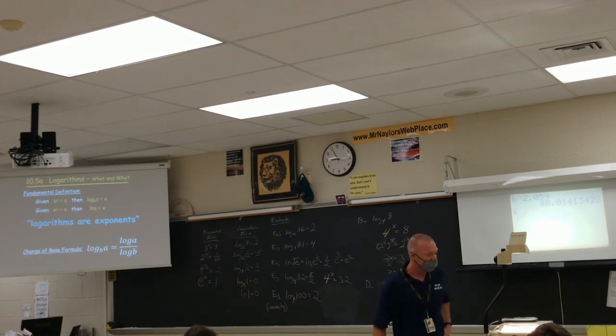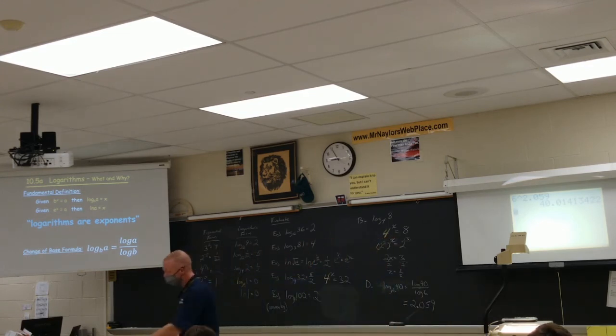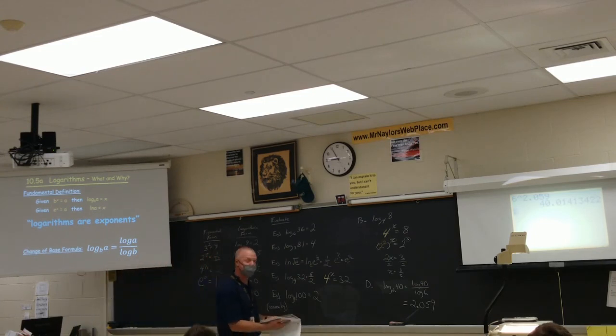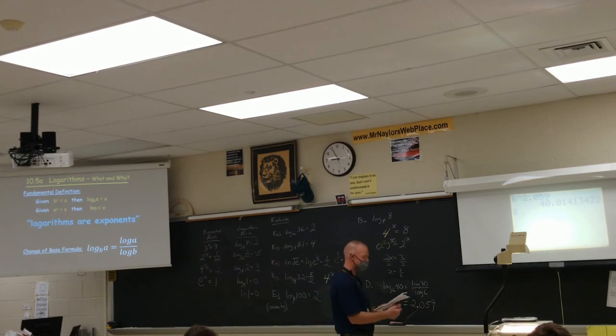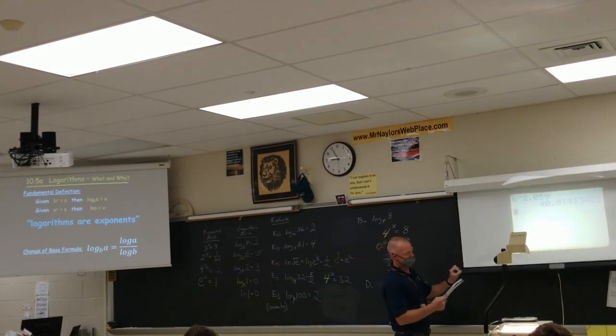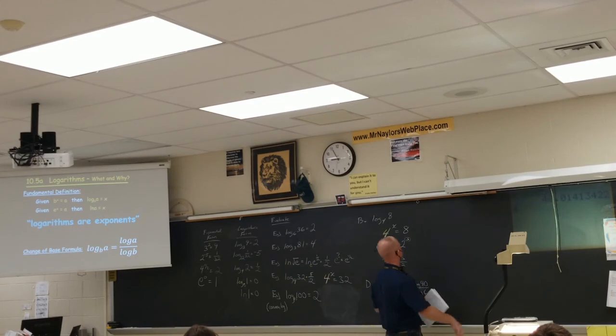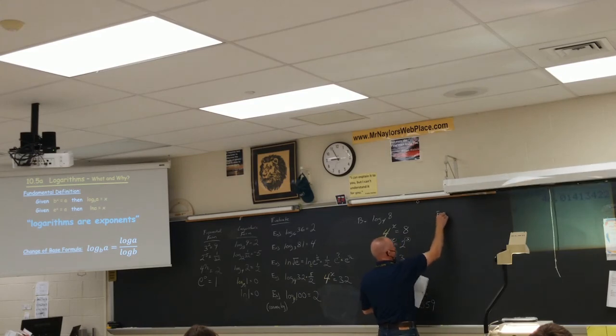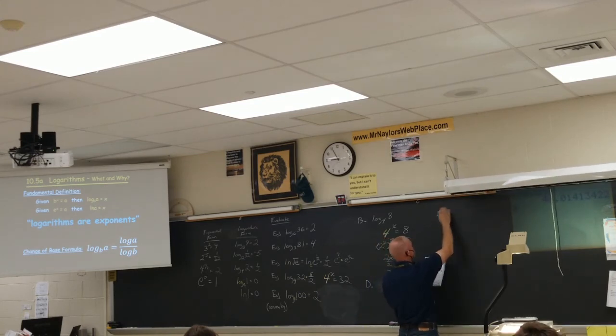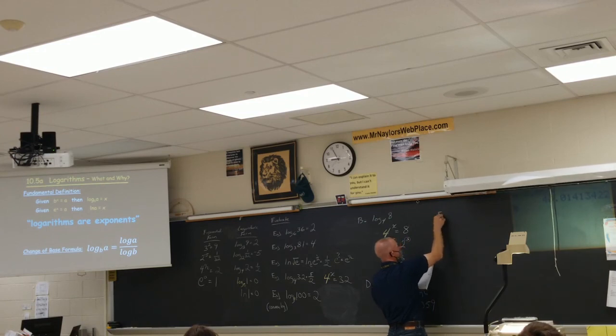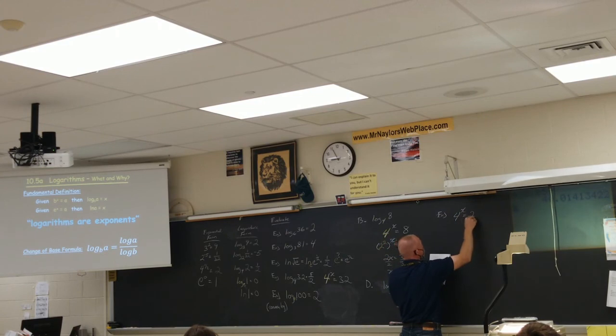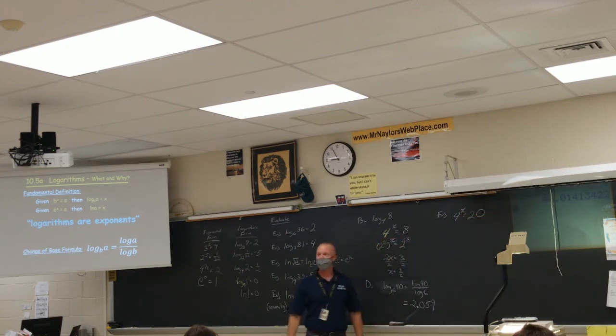But what if we did have that problem at the beginning of the period? What was that problem again? It was the 4 to the x equaling 20. Yeah, that's what it was, 4 to the x equaling 20.